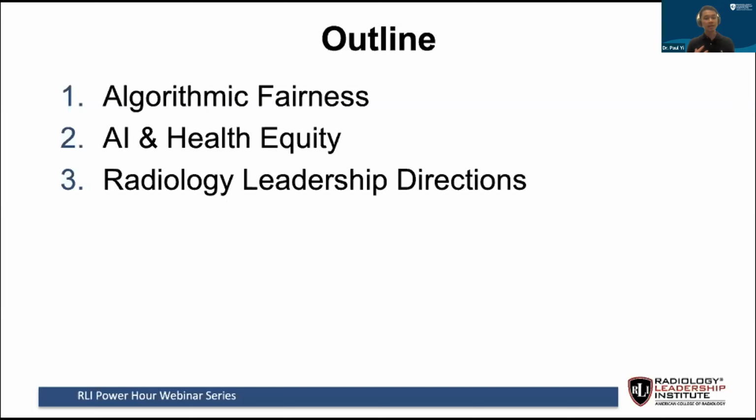Two, how does AI and health equity and bias play out? And three, talk about some direction for radiology leaders and how we can really shape the direction of AI development so that we can help it achieve its promise while also mitigating these biases.